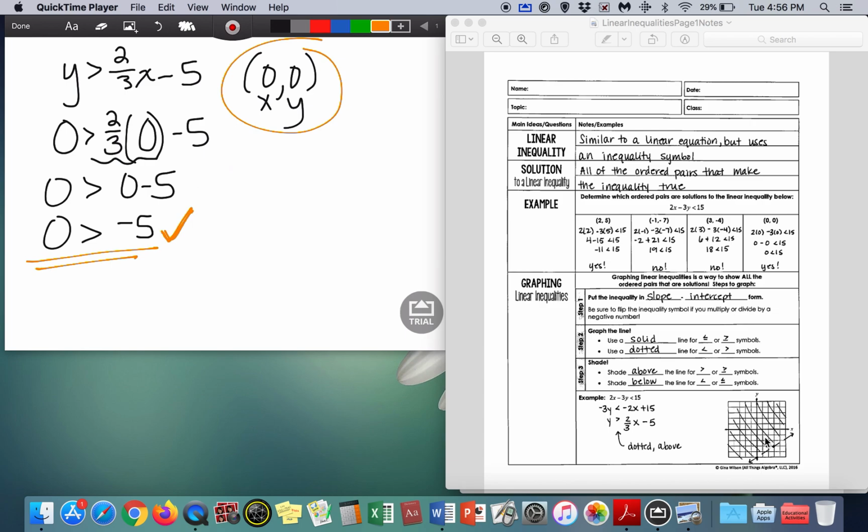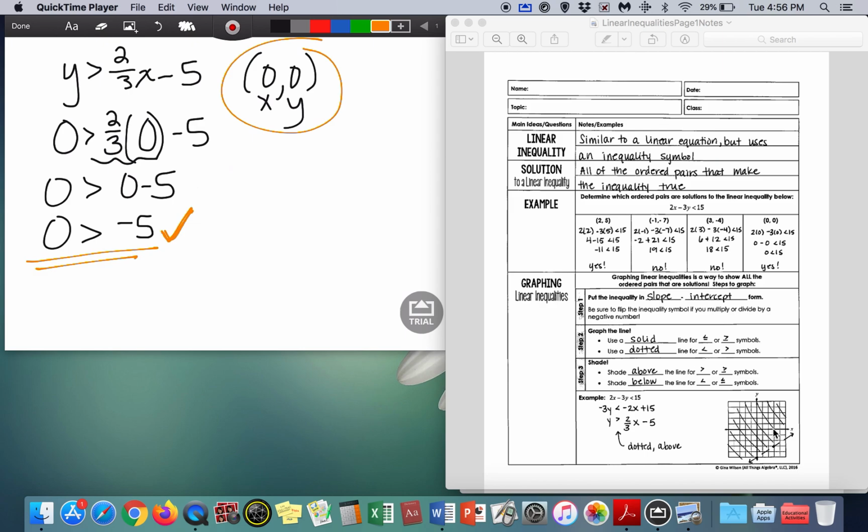So notice here they shaded above. Any of these points up here would work, any of them. They would work like this. I could pick any of these points. Any of the points down here, if I pick them, they're not going to work. Let's just try it to see.